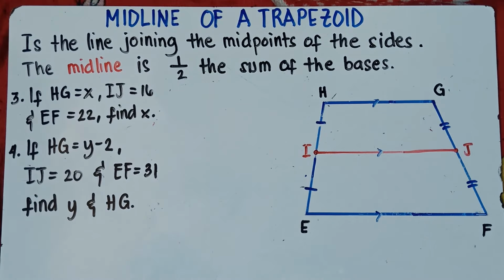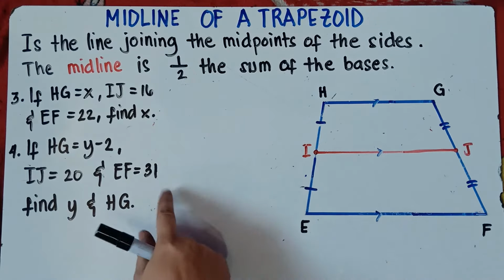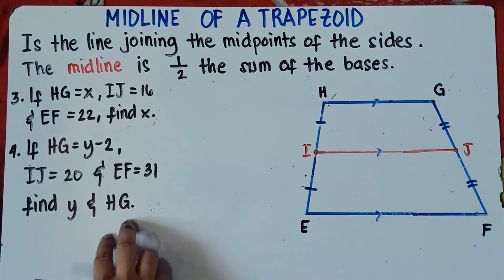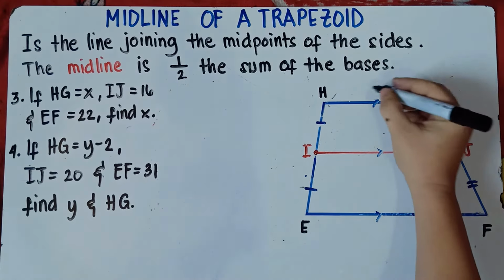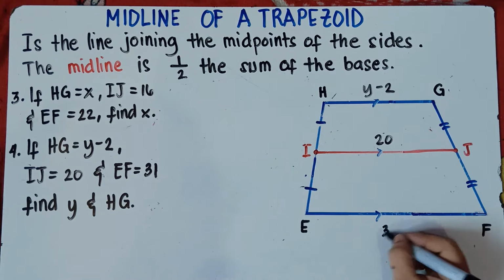Alright, let's have number 4. If HG is equal to y minus 2, IJ is equal to 20, and EF is equal to 31, find y and HG, line segment HG. So HG would be equal to y minus 2. Let's label this: y minus 2. And we have IJ, that is 20. And EF, that is 31.